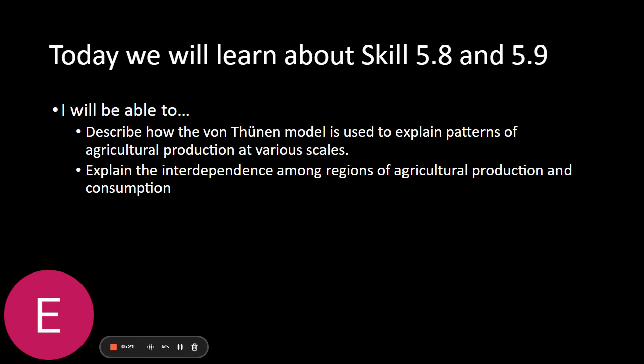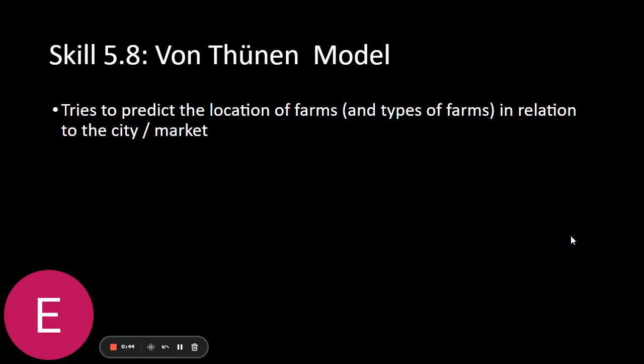Today we will learn about skills 5.8 and 5.9. You will be able to describe how the von Thunen model is used to explain patterns of agricultural production at various scales. We're also going to be able to explain the interdependence among regions of agricultural production and consumption. Skill 5.8, the von Thunen model.